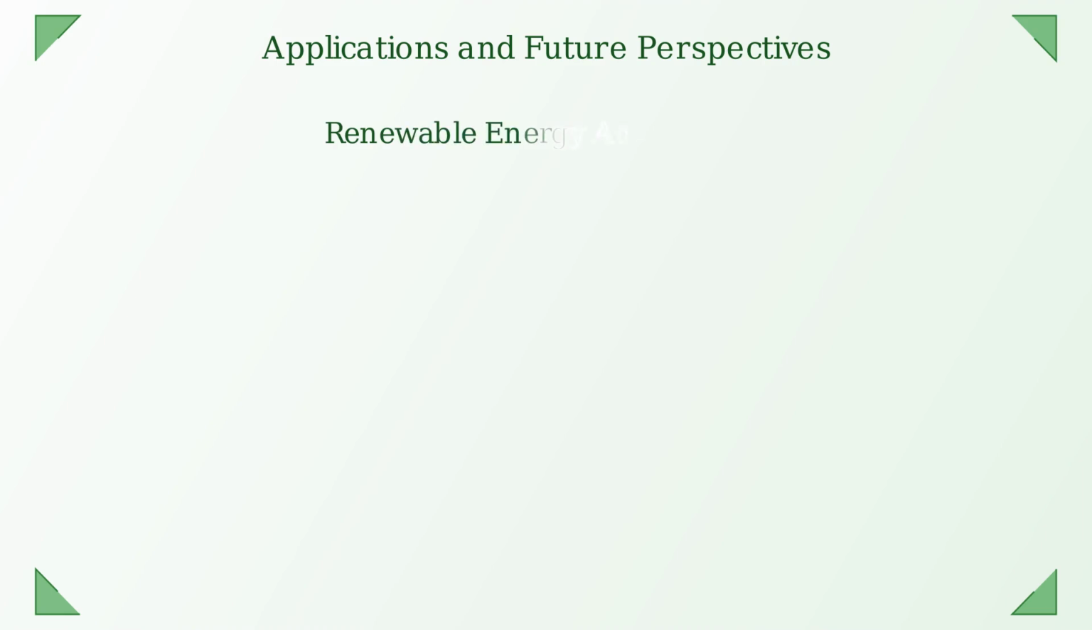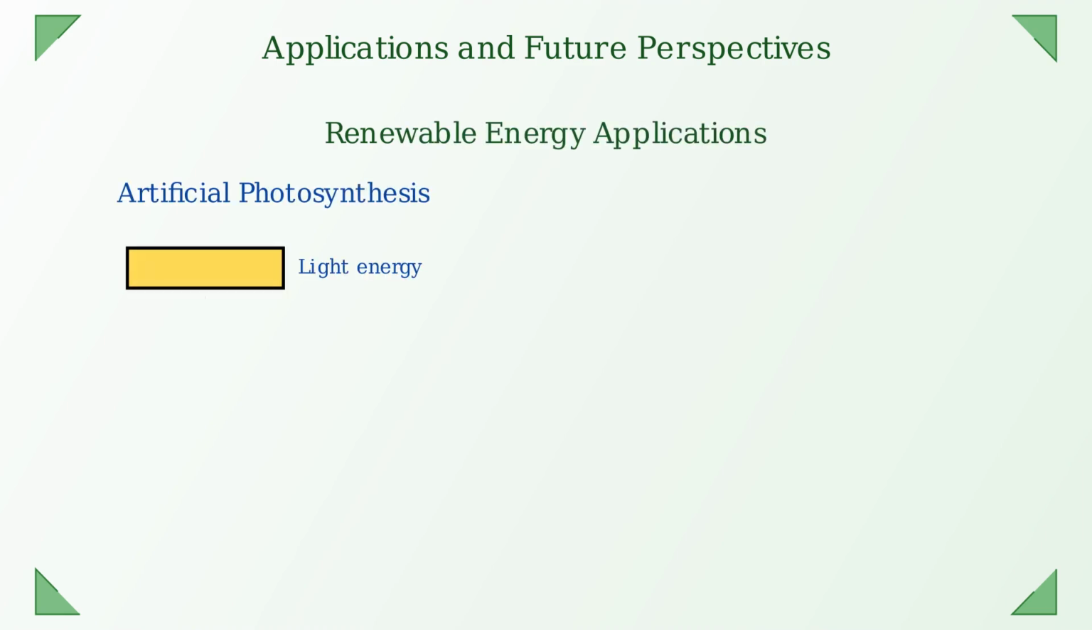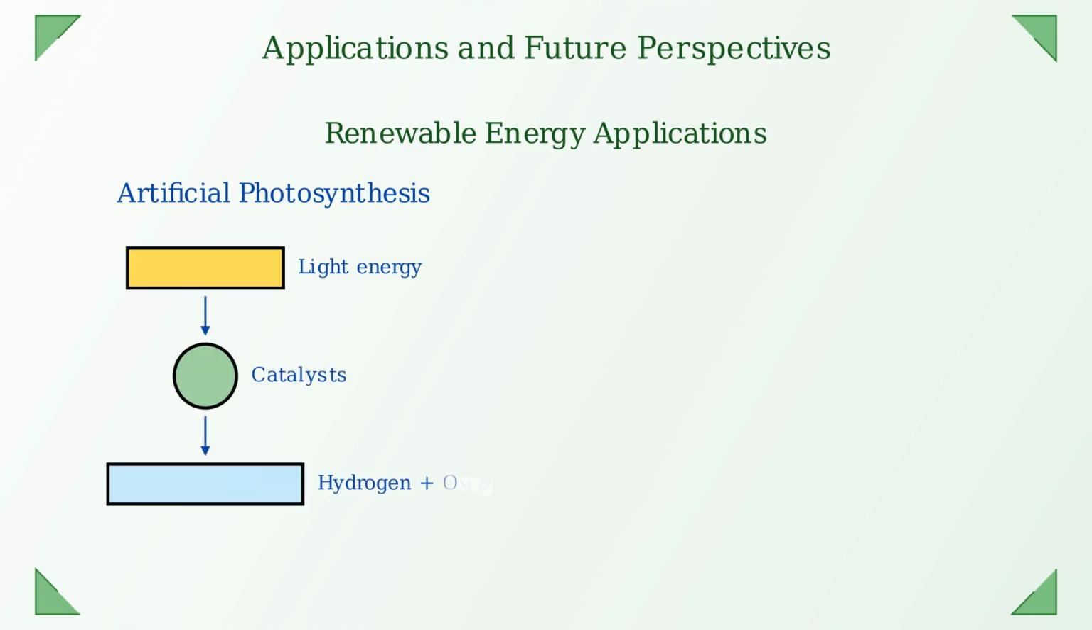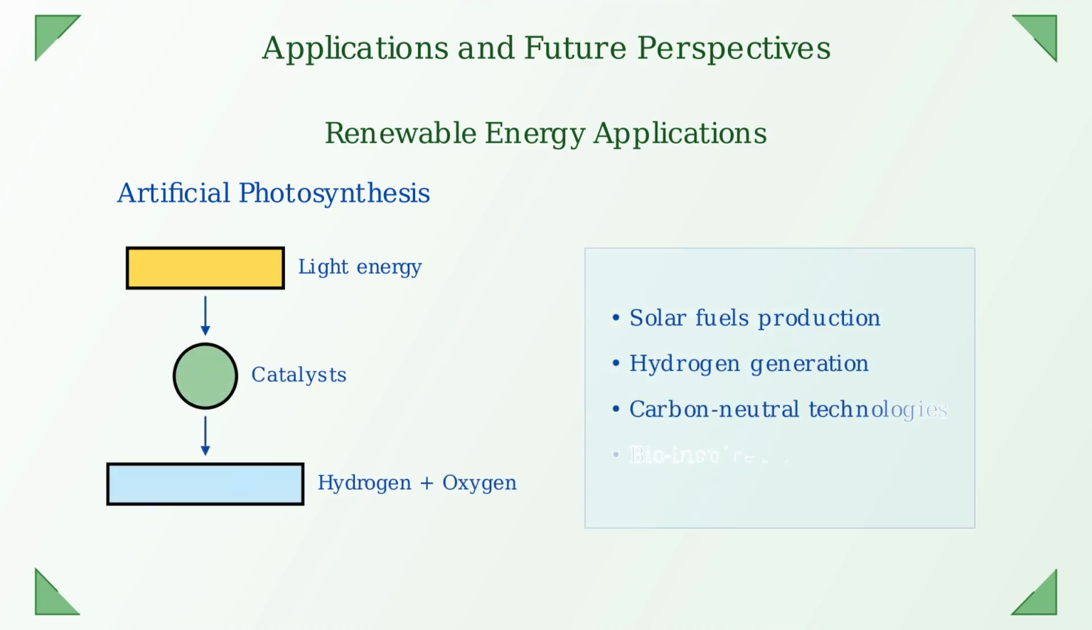In renewable energy, researchers are developing artificial photosynthesis systems that mimic plants' ability to convert sunlight into chemical energy. These technologies use specially designed catalysts to split water into hydrogen and oxygen, creating clean fuels. These systems could potentially produce zero-emission hydrogen fuel, offering a sustainable alternative to fossil fuels.